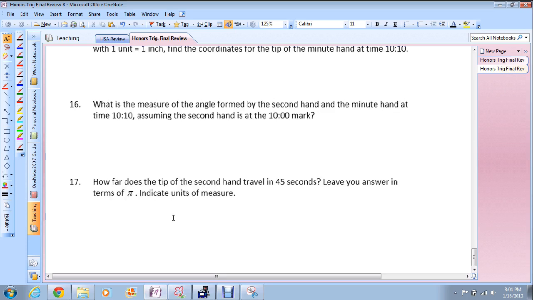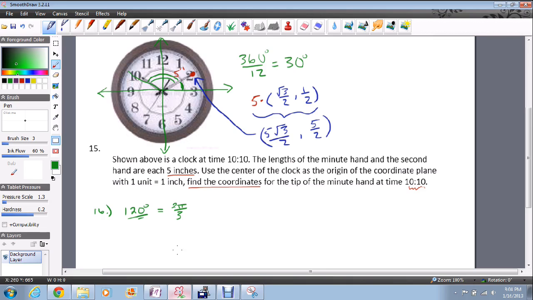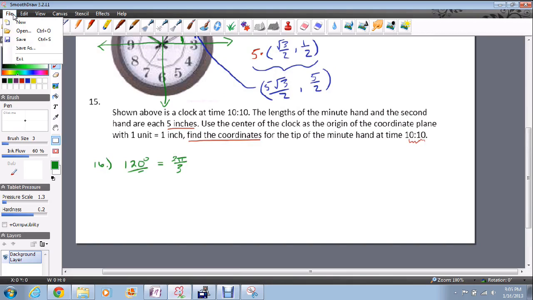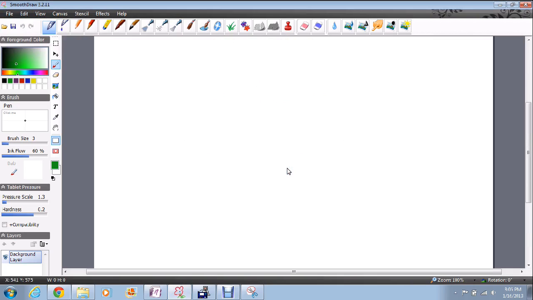The last problem in this review packet says, how far does the tip of the second hand travel in 45 seconds? Leave your answer in terms of pi. Indicate the units of measure. Okay, so 17. Again, we want to know how far does the tip of the second hand travel in 45 seconds.